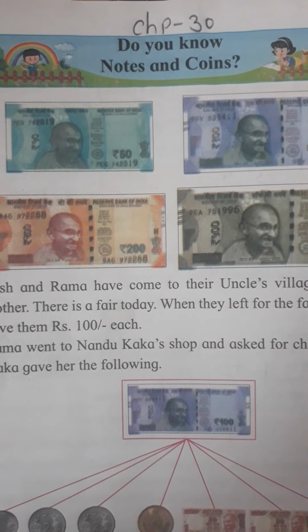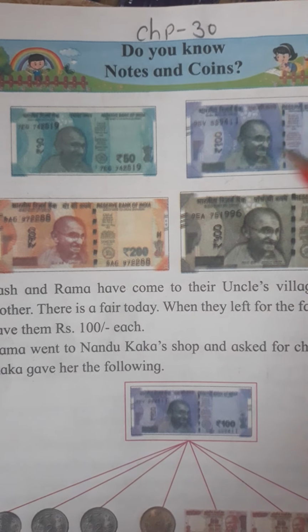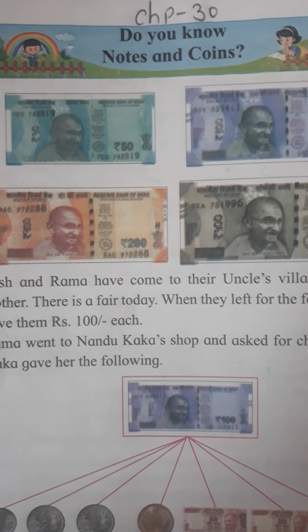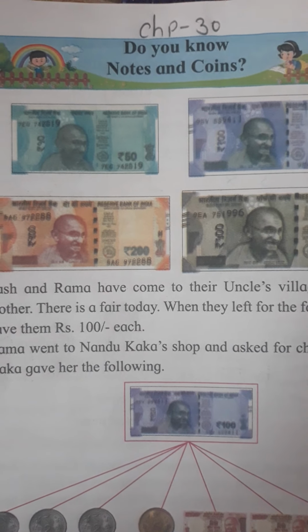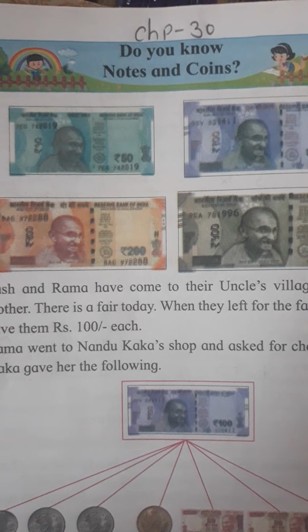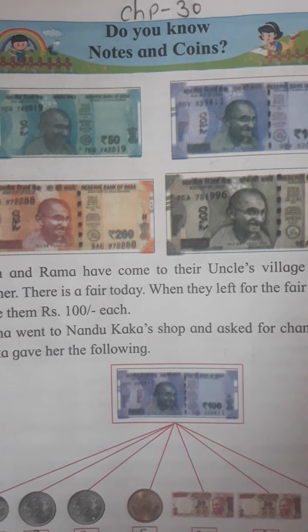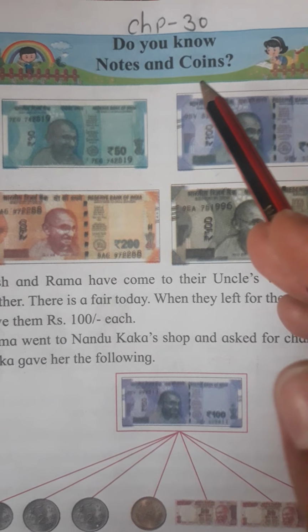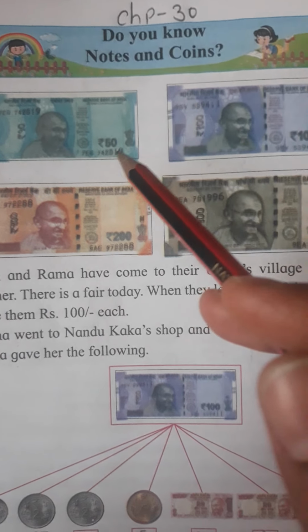In our daily life we use currency. Currency means what? Whenever you go to a shop and buy a chocolate, you need to pay the cost of the chocolate, right? That is called a note or coin. You give a coin, a 5 rupee coin, a 1 rupee coin. You must have seen them at your home.